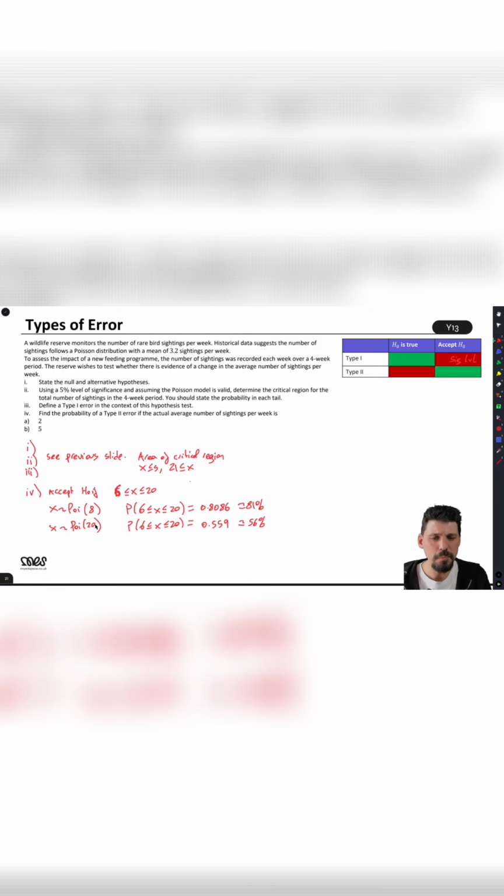Well, bearing in mind that we thought it was, so in our test we're saying 3.2, right, per week. If the actual number of sightings is 5 per week, we still have a 56% chance of accepting, right, of not rejecting. So we've got a 56% chance that even though the actual number of sightings is 5, we've got a 56% chance of concluding that it is actually 3.2.